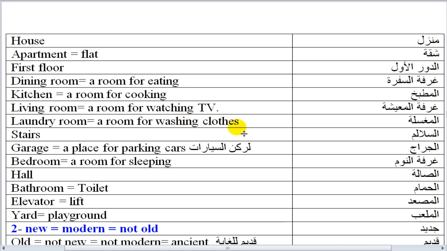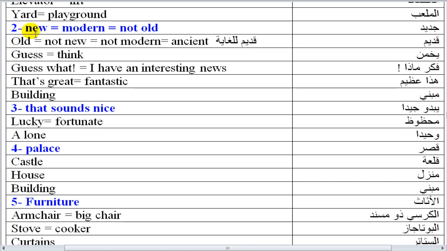Clothes. Take care with the TH sound. Clothes, British or American. Laundry room, a room for washing clothes. Stairs. Garage, a place for parking cars. Bedroom, a room for sleeping. Hall. Bathroom. Toilet. Elevator, American. T soft D and R. Yard. Playground. Exercise number 2.